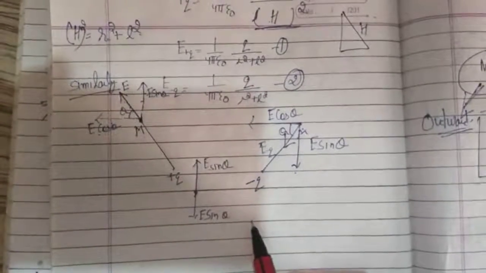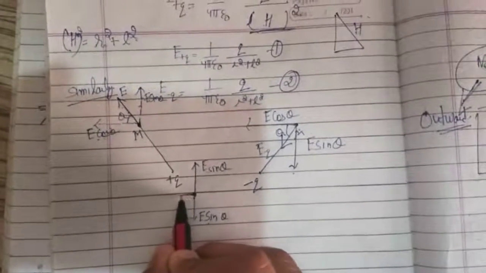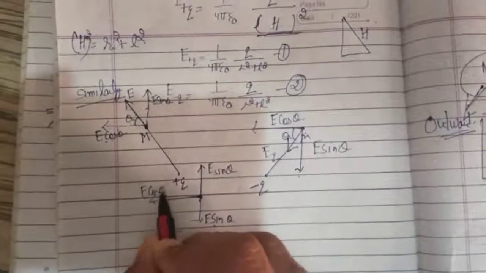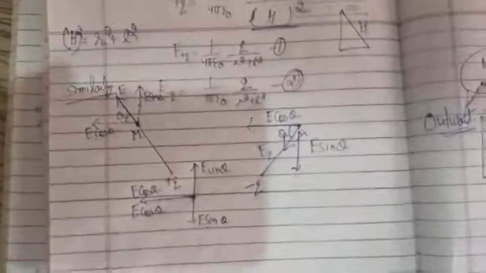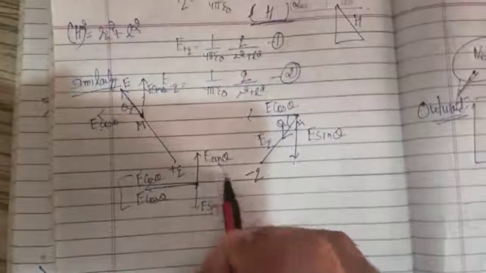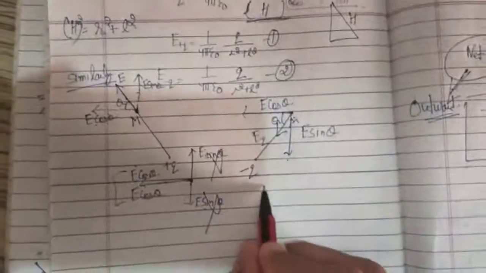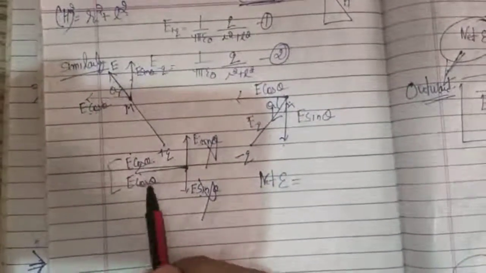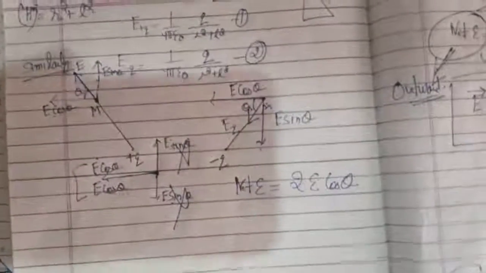At point M, one E sin theta is in the upward direction and one E sin theta is in the downward direction. They have different directions, so they will cancel each other. One E cos theta is due to plus Q and one E cos theta is due to minus Q. They both will get added because they have the same direction. So net E, what is the value of net E? E cos theta plus E cos theta, 2E cos theta.